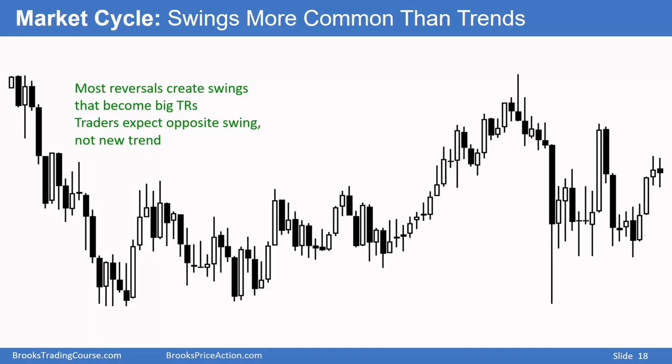When the market's in a trading range, most reversals result in legs within the trading range. The end result is a big trading range, not an opposite trend.